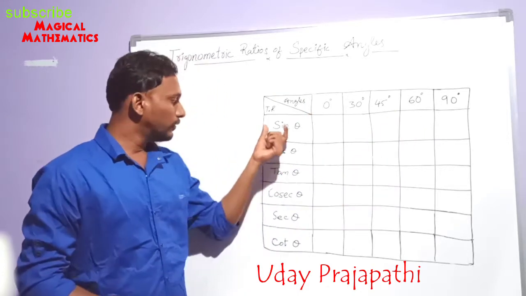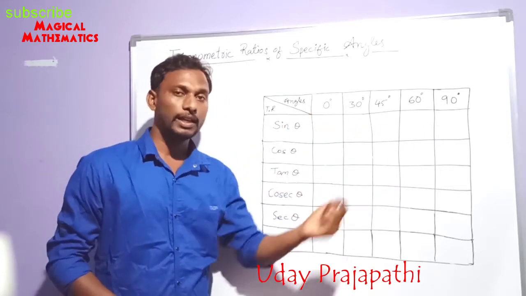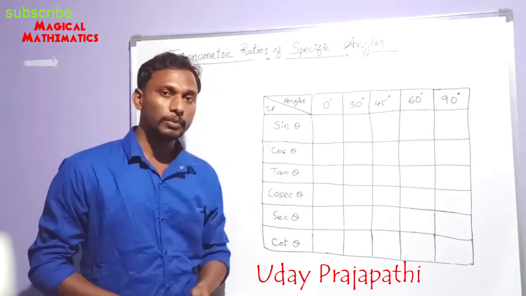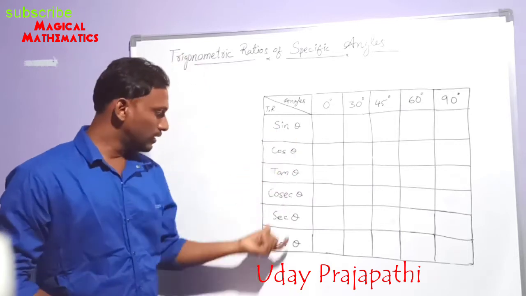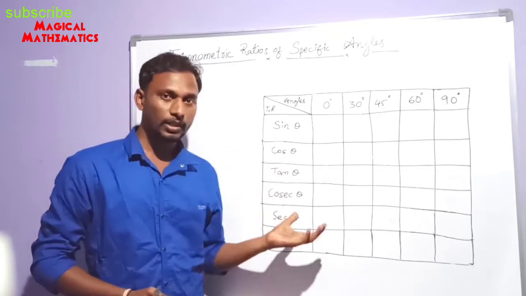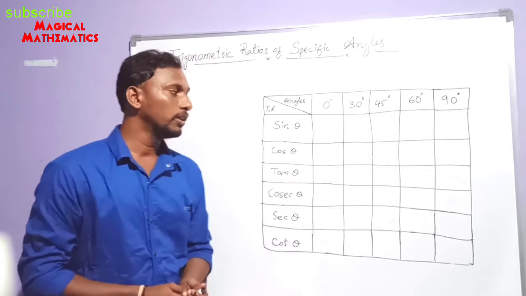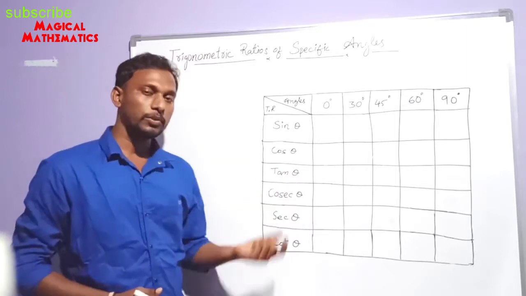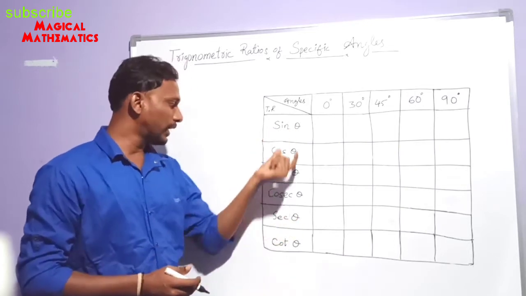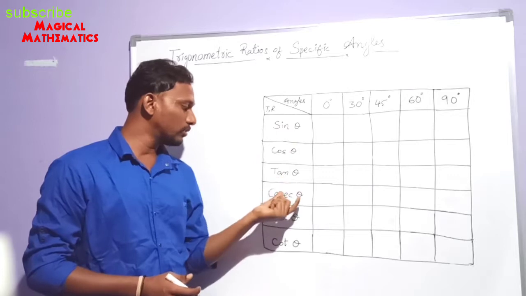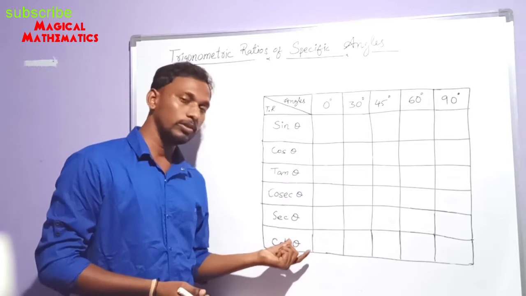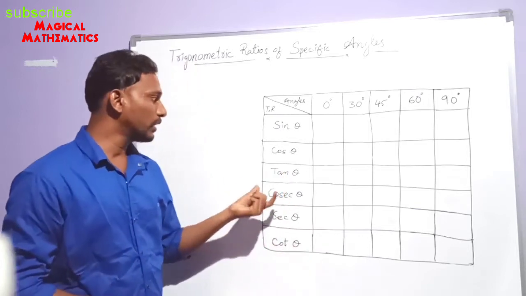Before going to find all the values for the specific angles, let us observe the relationship between all the trigonometric ratios. We have the 6 trigonometric ratios. So we have the reciprocal relation, nothing but the multiplicative inverse, right? Sine is related to cosec. Sine is equal to 1 by cosec, cos theta is 1 by sec theta, tan is equal to 1 by cot theta. We know that reciprocal relation.